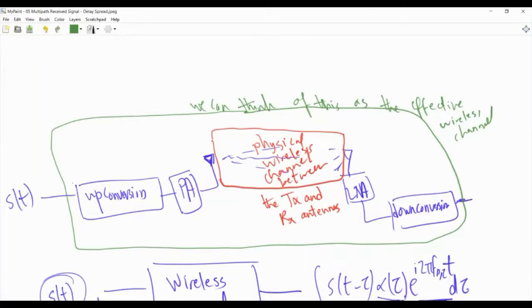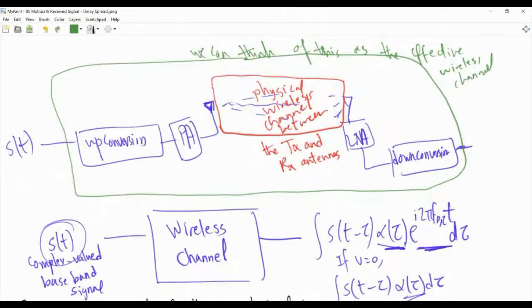In the overwhelming majority of cases, when I say the word channel, I mean this green box rather than this red box here. Okay, so this is just to clarify things. Do not be obsessed with a channel being just the physical channel. Okay, we will typically assume that those components are perfect. So the up conversion process is perfect, the down conversion process is perfect, and so on and so forth.